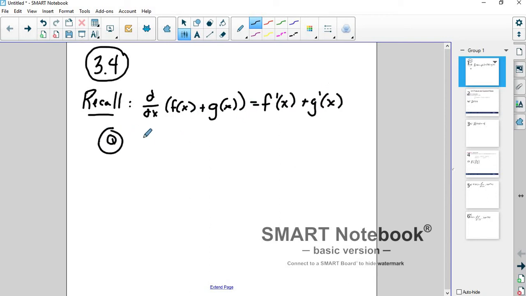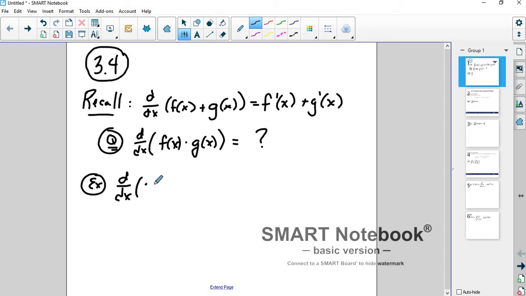So my question for you to think about is, when you have two functions that are multiplied together, how do we handle that? Okay, so let me give you an example. Let's take the derivative with respect to x of (x squared plus 1) times (2x minus 3).